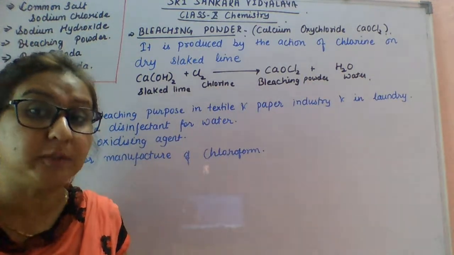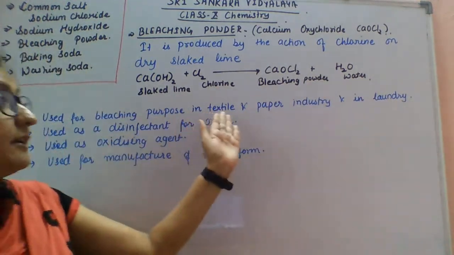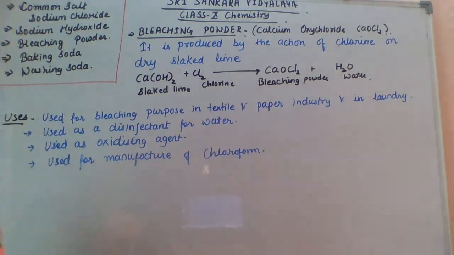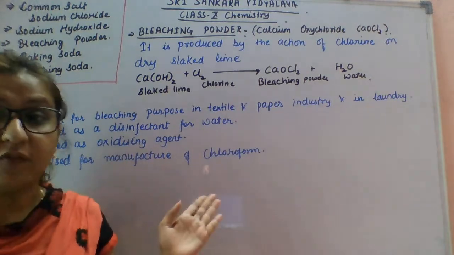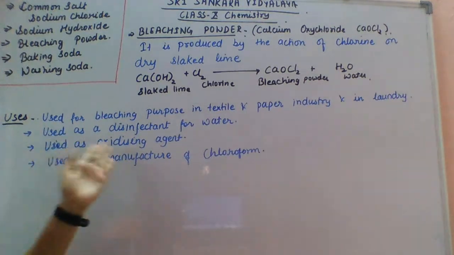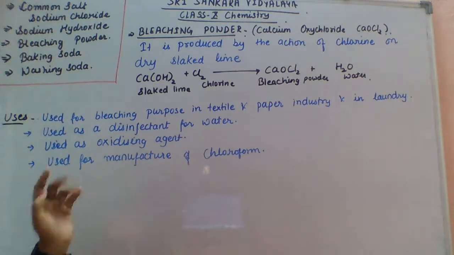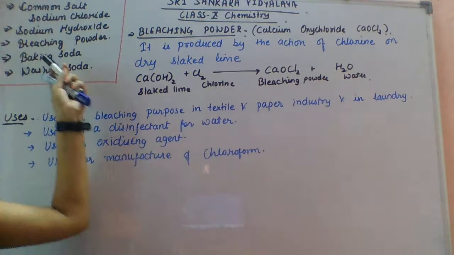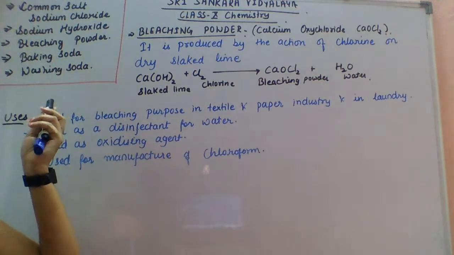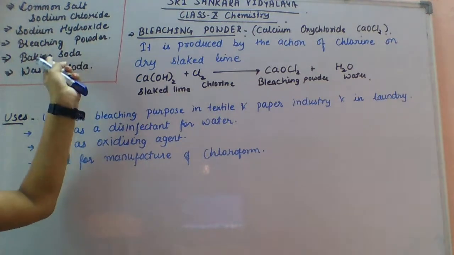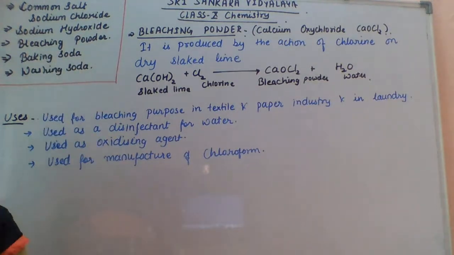How is bleaching powder used? Bleaching powder is used in the textile and paper industries and in laundries. It is used to disinfect water. It is also used as an oxidizing agent and in the manufacture of chloroform. Okay, bleaching powder is over. Now we will study baking soda and how it is manufactured.